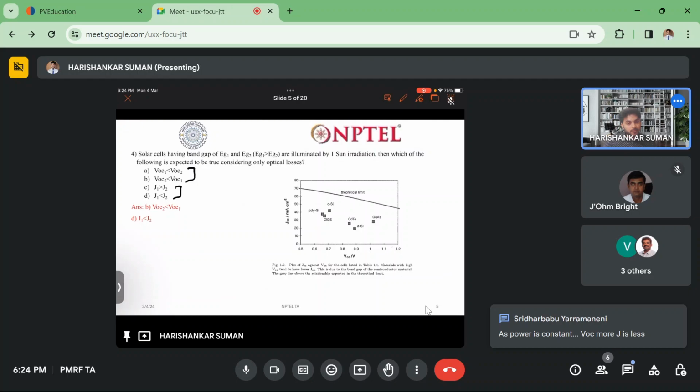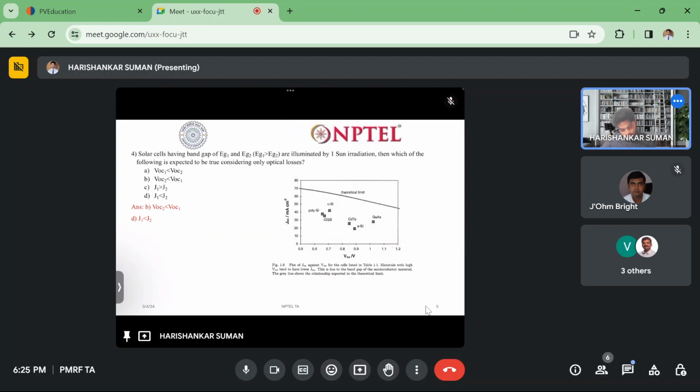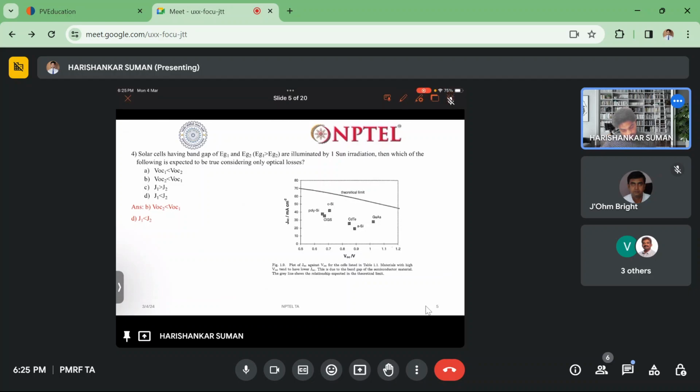And please look here. Band gap is directly related to the VOC. If band gap is higher, then VOC is higher. So the first has a higher band gap, so VOC is higher. But in the case of current, the order is reversed. And why?